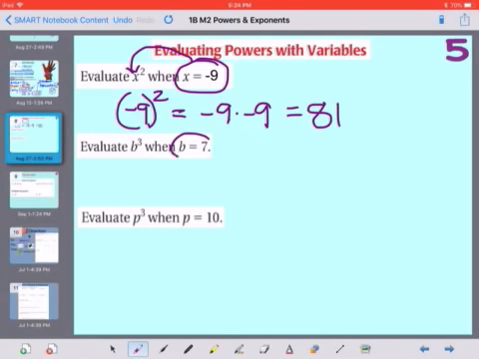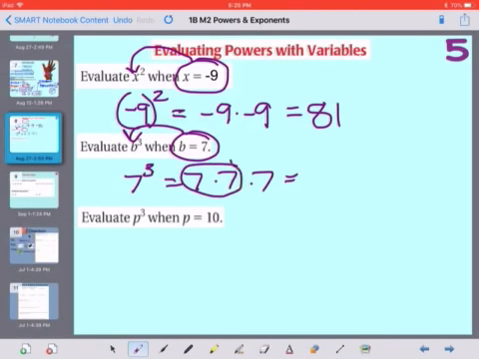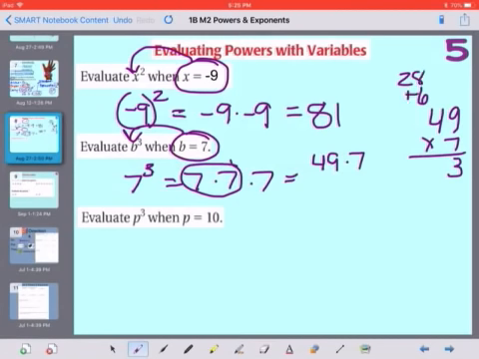Then we have b, which is 7, b to the power of 3. So we have 7 to the power of 3. Oops. 7 to the power of 3 is 7 times 7 times 7, 7 3 times. So we can multiply 7 times 7 is 49, but then times 7 again. 7 times 9 is 63. 4 times 7 is 28. So 28 plus 6 more gives us 34. So our answer when we multiply those is 343.